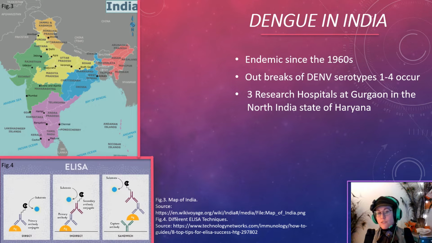Now, the researchers involved in this study went to 3 research hospitals in the city of Gurgaon in the North Indian state of Haryana, and they wanted to look at the best immunoglobulin M and immunoglobulin G ratio in order to differentiate between primary and secondary dengue in their native population within the first 3 days of symptom onset.